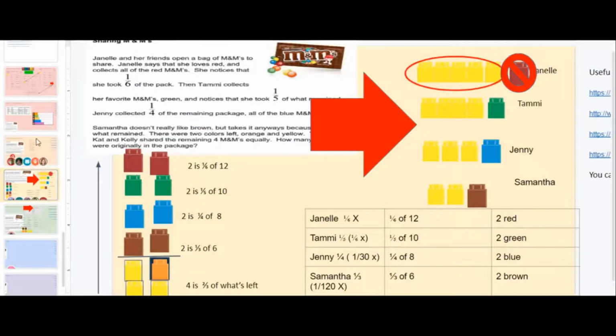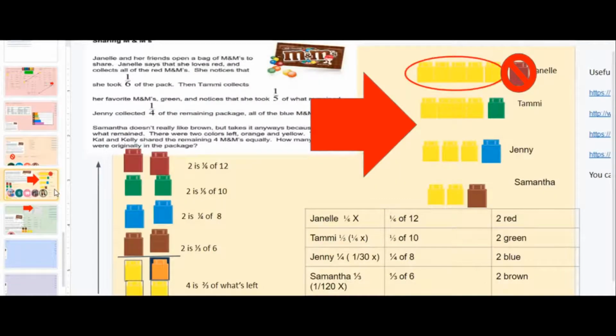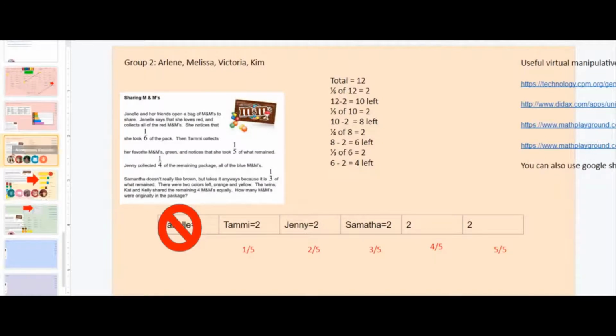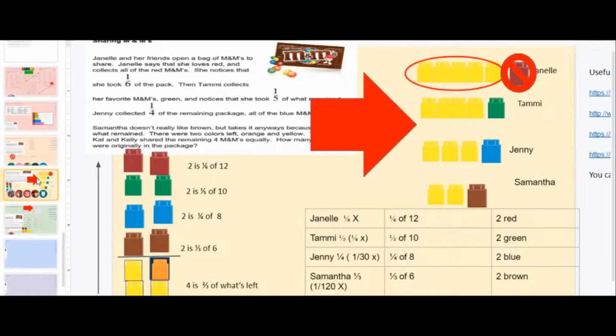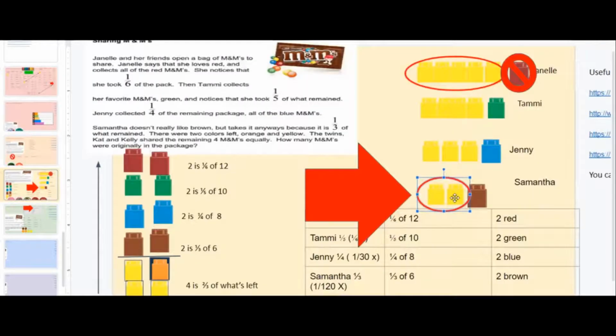In slide 33, they're representing the whole using pieces, and in slide 32, they're representing the whole as a linear model, but either way, part of each whole is represented with either a unifix cube or a box. In slide 33, we have 2 yellows, but what does that number actually represent? 4. Right, so that's actually 4 M&Ms, even though it's 2 yellows.